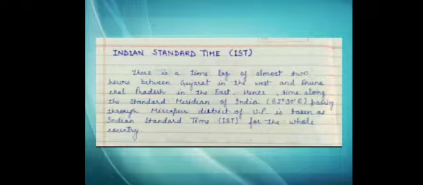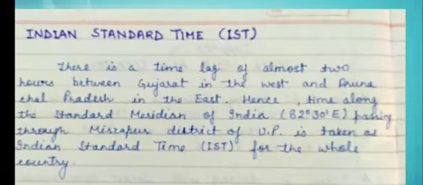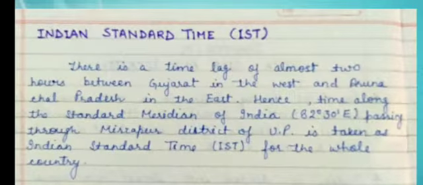Hence, time along the standard meridian of India, 82 degrees 30 minutes, I have just told you and shown you on the map, passing through the Mirzapur district of UP is taken as the Indian standard time for the whole country.